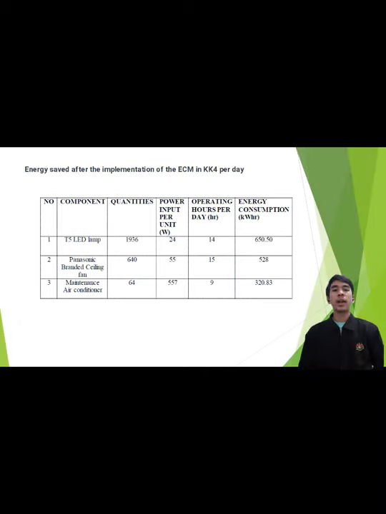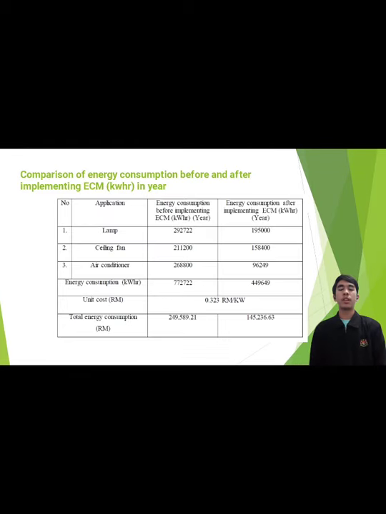The table shows the energy saved after the implementation of the ECM in KK4 per day. For the replacement of the lighting, the energy consumption produced after the ECM is 650 kilowatt hour. Ceiling fan is 528 kilowatt hour and the air conditioning maintenance is 320.83 kilowatt hour. The table shows the comparison of the energy consumption before and after implementing the ECM in a year.